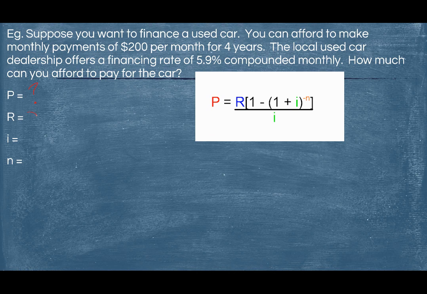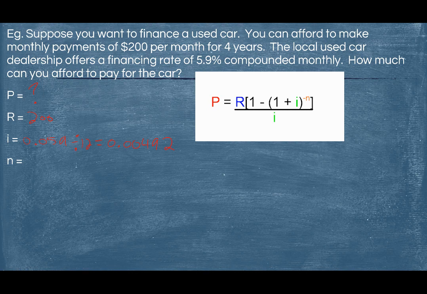R is the regular payment that you can make, so it's 200. i is the interest rate, 5.9%, so that's going to be 0.059 in decimal divided by 12, since it says monthly. I'm going to punch that into my calculator now. 0.059 divided by 12 is, unfortunately, a funny decimal, times 10 to the negative 3. It's going to be 0.0049, and I'm going to round the next digit to 2.